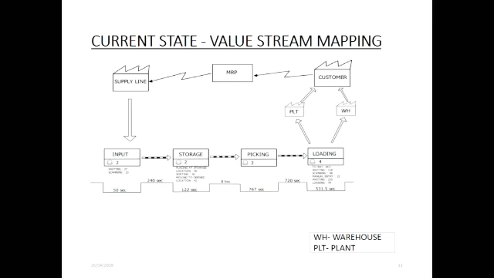The following is the current state value stream map, which shows the various steps which were followed in the warehouse, starting from input, storage, picking, and loading. It was identified that the steps storage and picking took a lot of time.